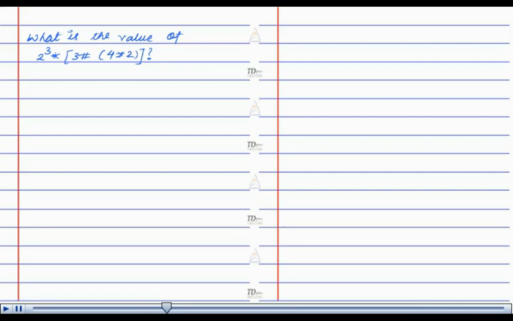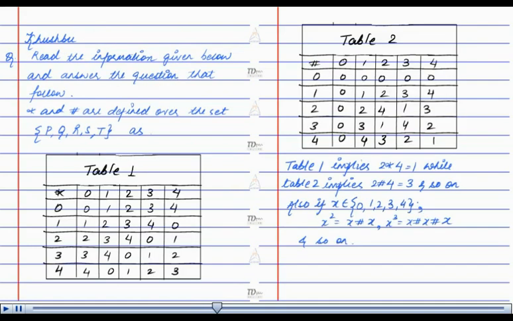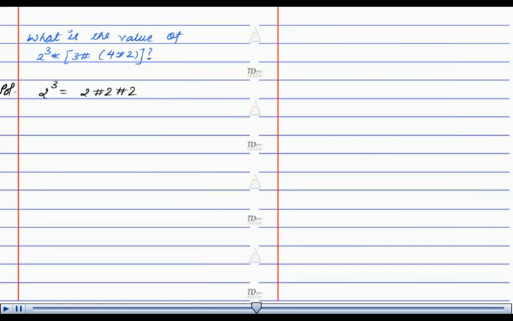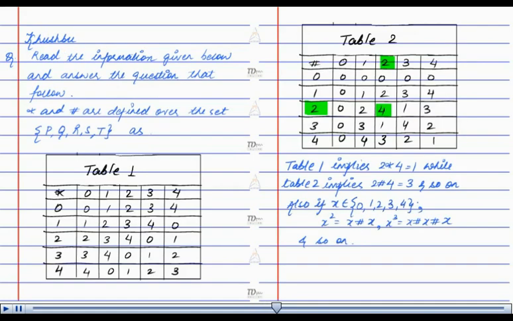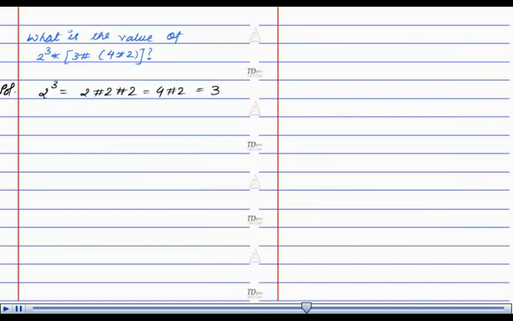What is the value of 2 cube star 3 hash 4 star 2? We know that 2 cube will be 2 hash 2 hash 2. From the table, we observe that 2 hash 2 is nothing but 4. Therefore, it becomes 4 hash 2, which from the table can be seen as 2 hash 4, that is 3. Therefore, 2 cube comes out to be 3.